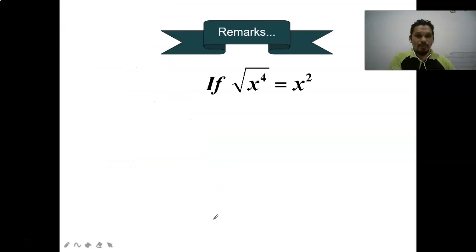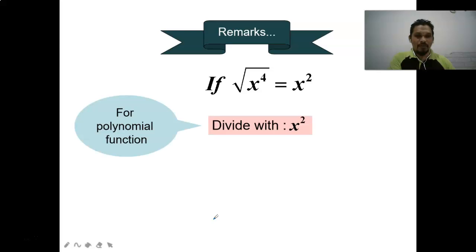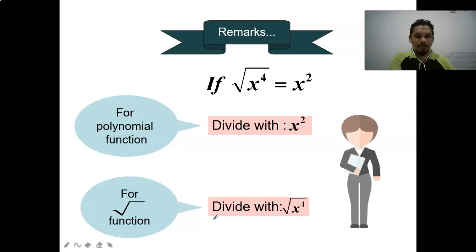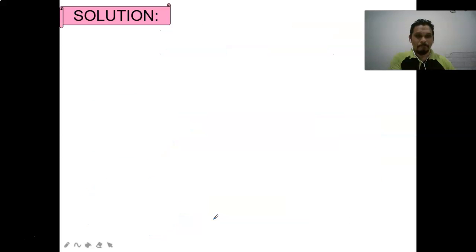Remarks. If square root of x to the power 4 equal to x squared, for polynomial function is divided by x squared, and for square root function is divided by square root of x to the power of 4. Okay, let's see.